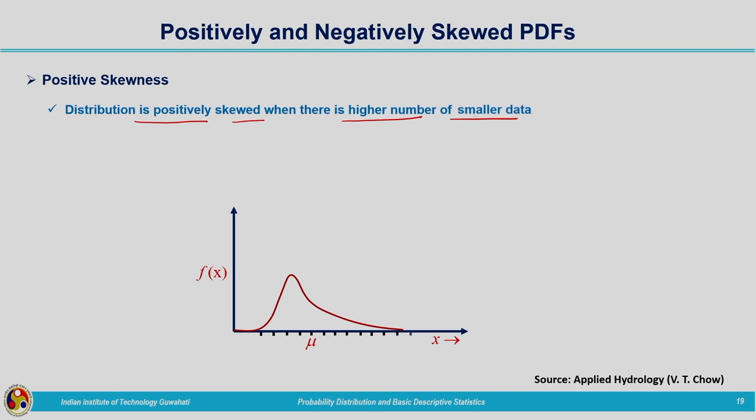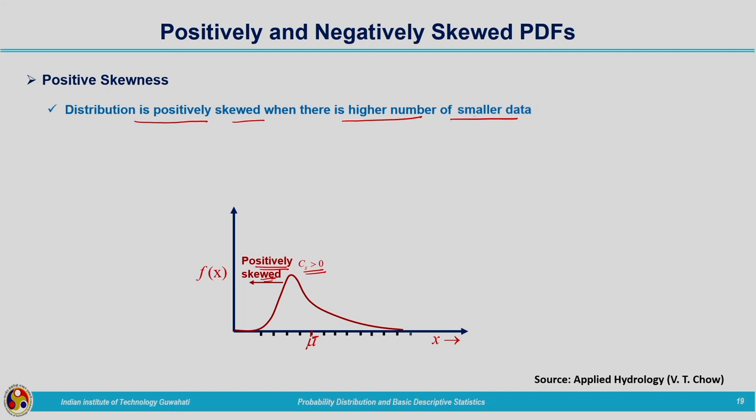In this you can see mu is marked here. Mu is the mean or average value, the expected value, showing the central tendency. So when you compare this distribution with respect to mu, this is skewed towards the right hand side, that is termed as positively skewed, and CS will be greater than 0. Positively skewed means we have a higher number of data corresponding to smaller values.